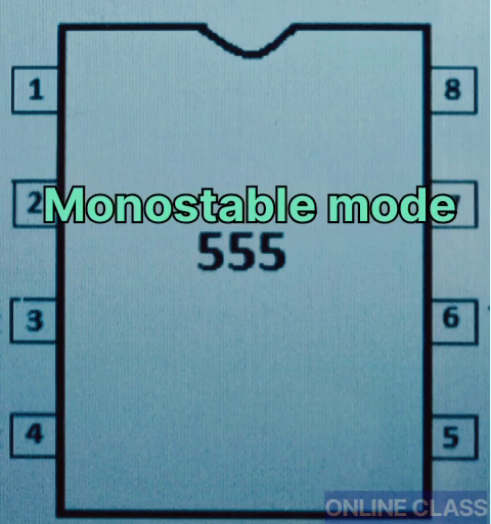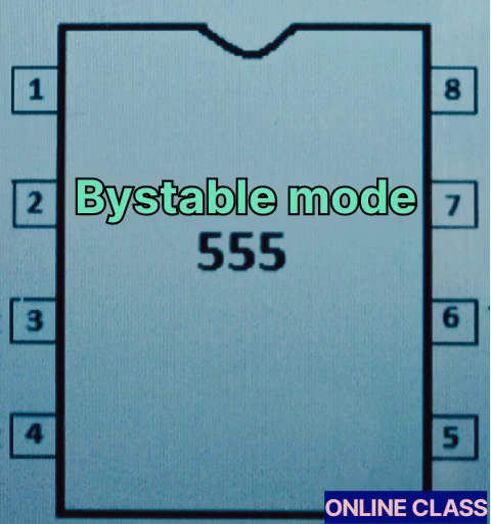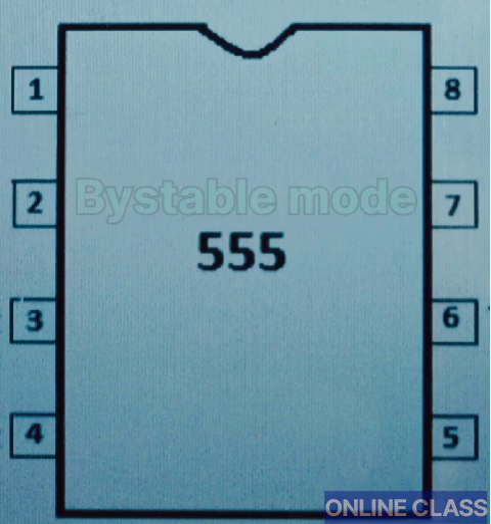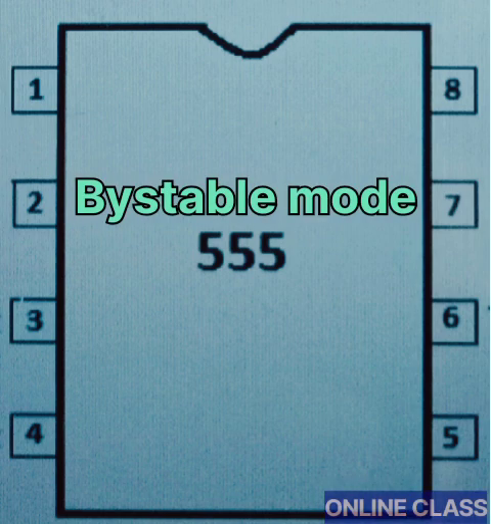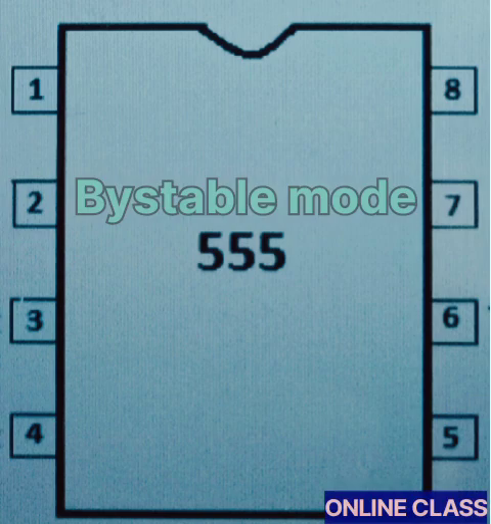Number 3. Bistable mode. In bistable mode, both output states are stable. With each interrupt, the output toggles between low and high and remains in that state. For instance, if the output is high, it will switch to low upon receiving an interrupt and will stay low until the next interrupt changes it again.